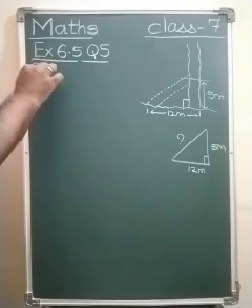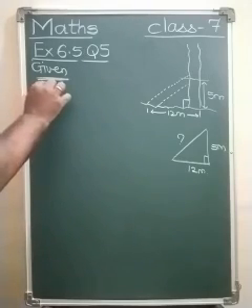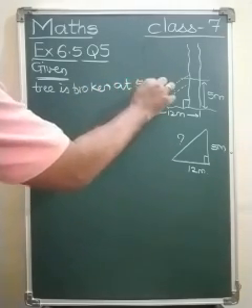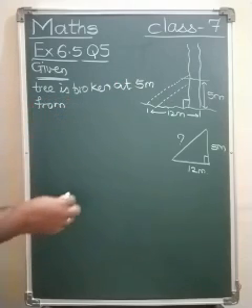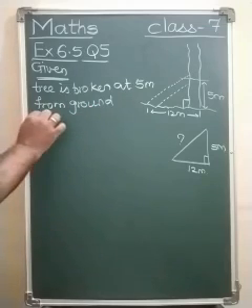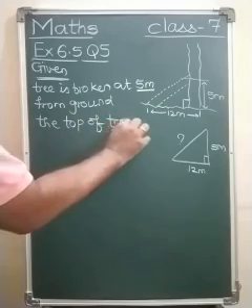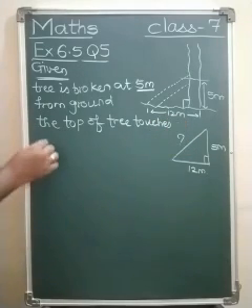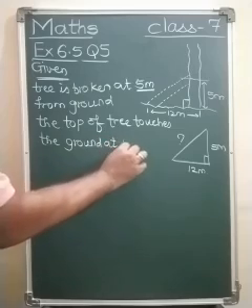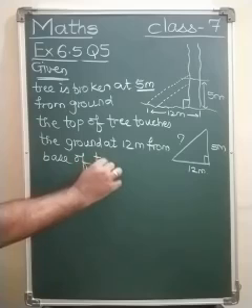So we will start with given. Given: tree is broken at 5 meters from ground, the top of the tree touches the ground at 12 meters from the base of the tree.